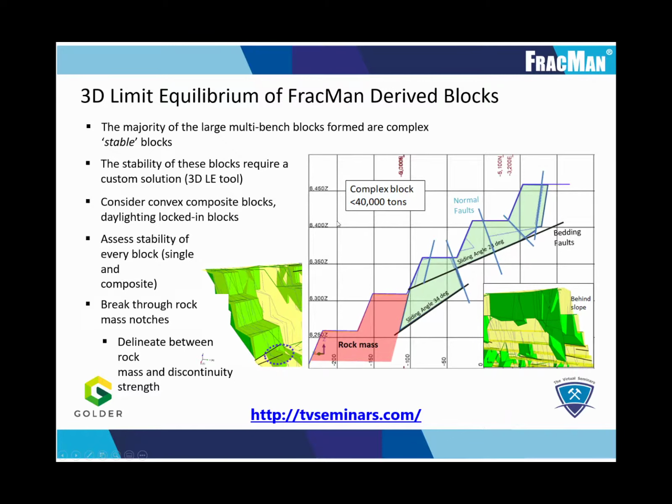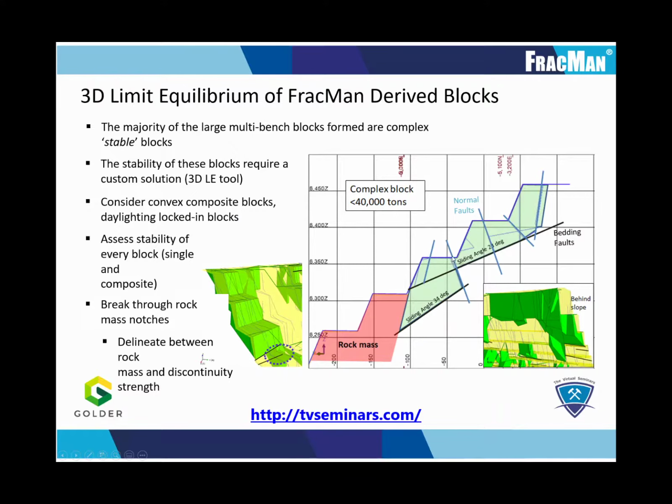Let's examine the stability of a complex block in a little bit more detail and how we can evaluate its stability. The example shown on the left represents a complex block seen from the front and from the back, and also in section in the large image in the middle. The blue and black lines here represent fractures that are defining the block within that section.